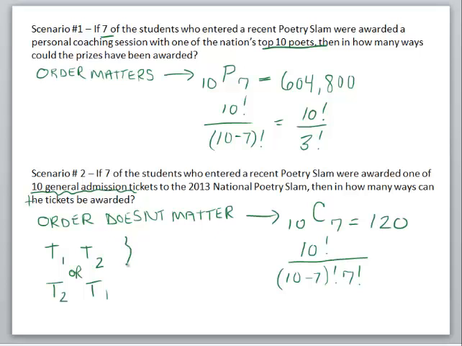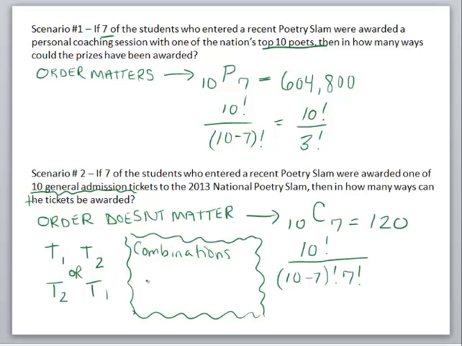So in general, let's review just our general formulas here. Let's do one for combinations. For combinations, N choose R, the number of combinations of N things taken R at a time, is equal to N factorial divided by N minus R factorial times R factorial.